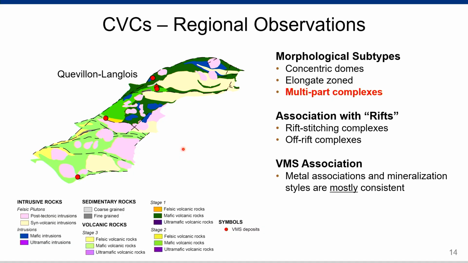The final type are multi-part complexes, where we think we can break out discrete volcanic centers and different, potentially, volcanoes that comprise a larger complex. This is Kevelaw and Langlaw here, and you can see we have an older pulse of volcanism that gets progressively younger as we move to the south, but this pulse down here is completely isolated from this one up here.